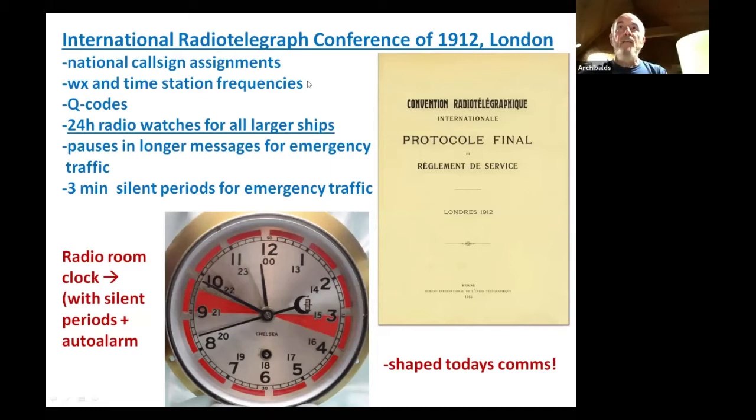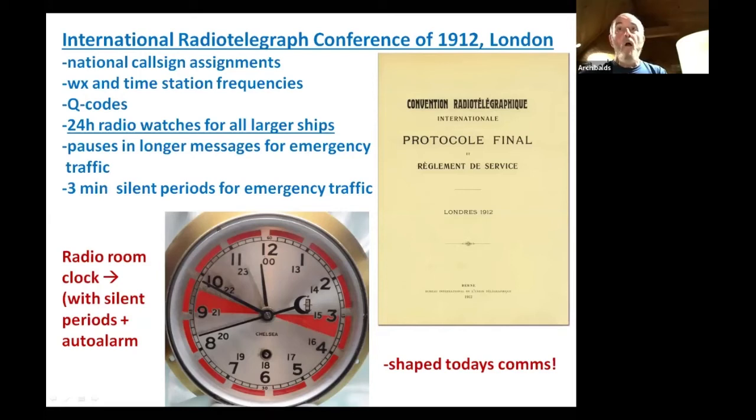And they set up the weather station and time station frequencies. The Q codes came out of this. A variety of codes were used by different services before that. They weren't the first codes, but the Q codes that we know now, plus all the ones for message handling, which we don't use very much, came out of this. The 24-hour radio watches became required for larger ships, which meant at least two operators. And pauses and longer messages for emergency traffic.